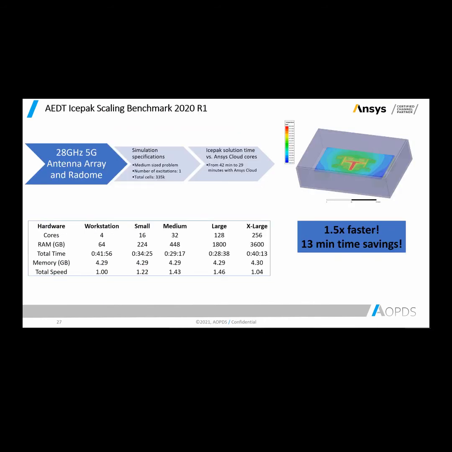Here is a 5G antenna that we used Ansys Cloud for, and it is 1.5 times faster. It took only 13 minutes to solve this problem.